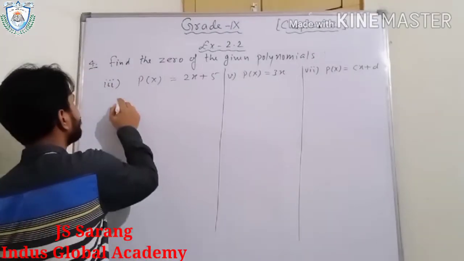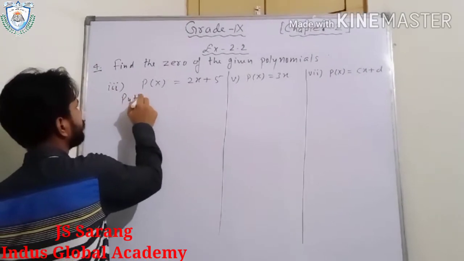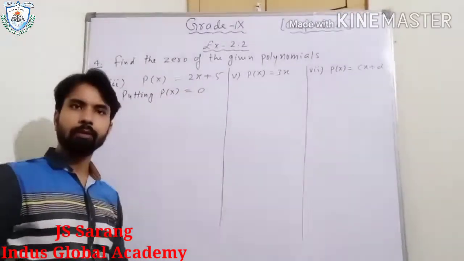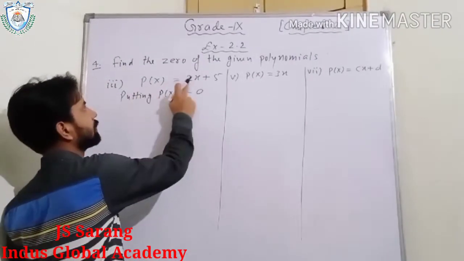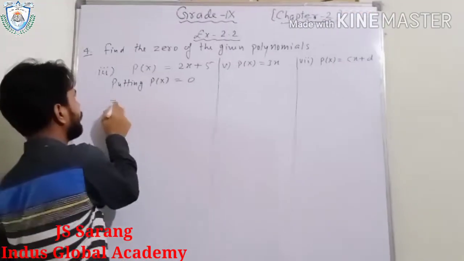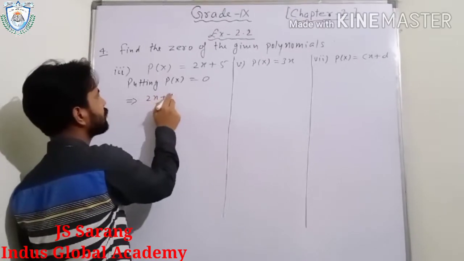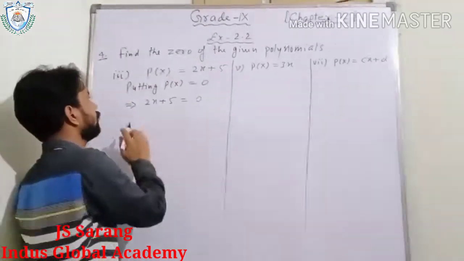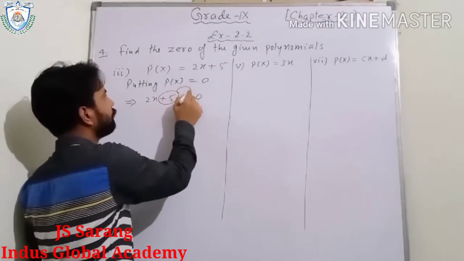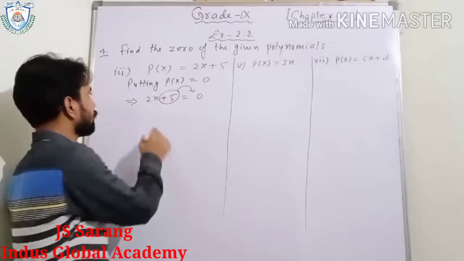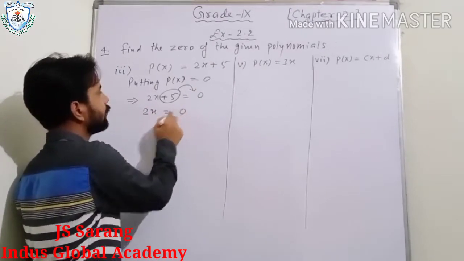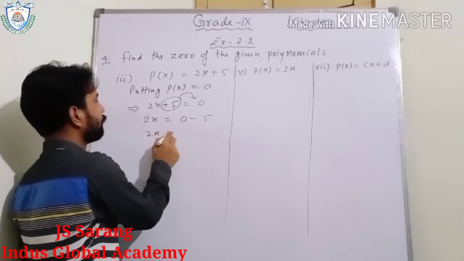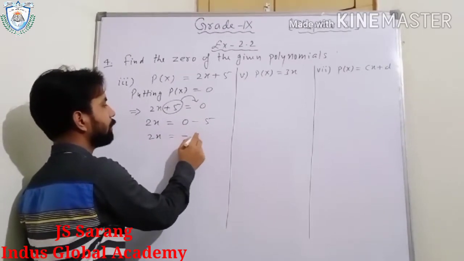What we have to do? Putting p(x) equals 0. So what is the value of p(x)? 2x plus 5. Then it implies that 2x plus 5 equals 0. Clear? Now we have to shift this positive 5 into RHS. So 2x equal to 0, and this positive 5 will be negative 5. So 2x equal to 0 minus 5, which will be minus 5.